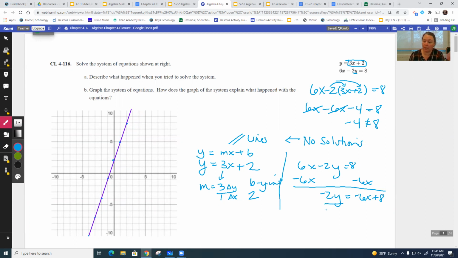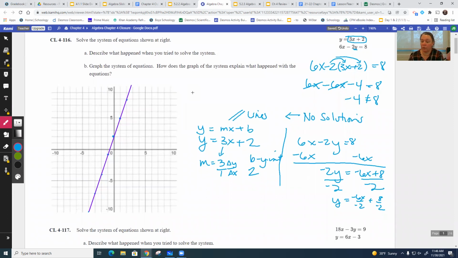And then to get the y by itself, I would divide both sides by negative 2. So I'd have y equals negative 6x divided by negative 2 and 8 divided by negative 2. So that would be y equals 3x, and then this would be minus 4.